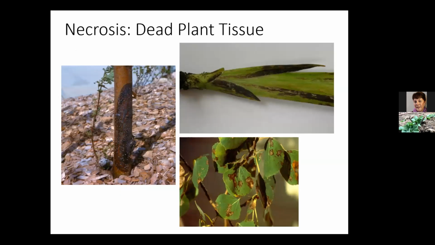So necrosis is dead plant tissue. We can see necrotic spots here. So we have necrosis in the spots in the lower right picture. This is actually Marssonina leaf spot on aspen. On the left-hand picture, we see this necrosis. This is also called a canker, but this is dead plant tissue on the trunk of a tree. And in this case, this one is caused by Cytospora.